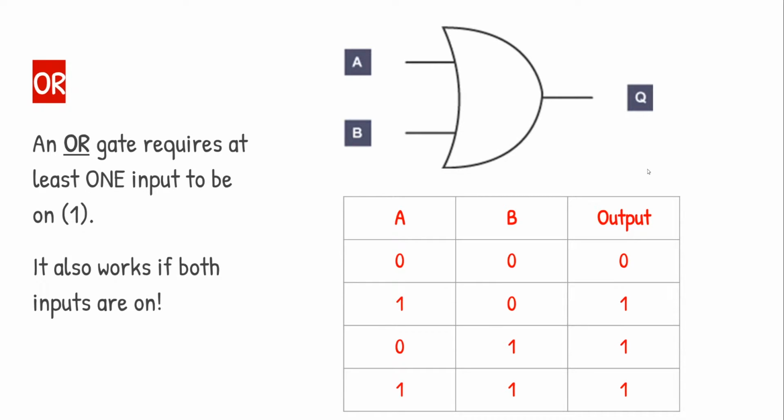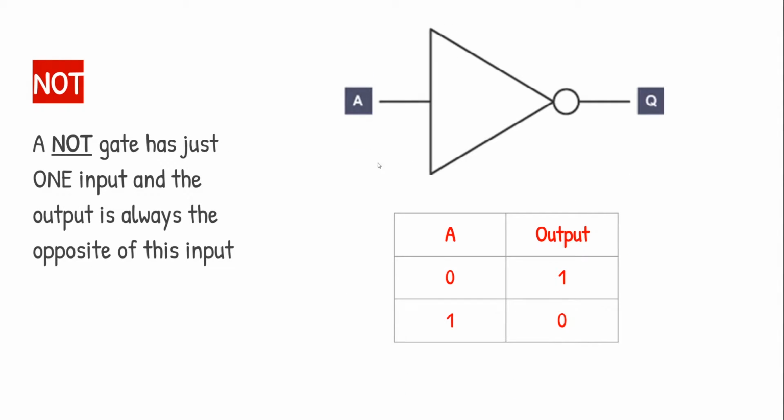The final gate we're going to be looking at is the NOT gate. And this is essentially an inverter. So anything you put in, it will be the opposite when it comes out. So if A was 0, we'd get 1 out. Whereas if A was 1, we'd get 0 out.